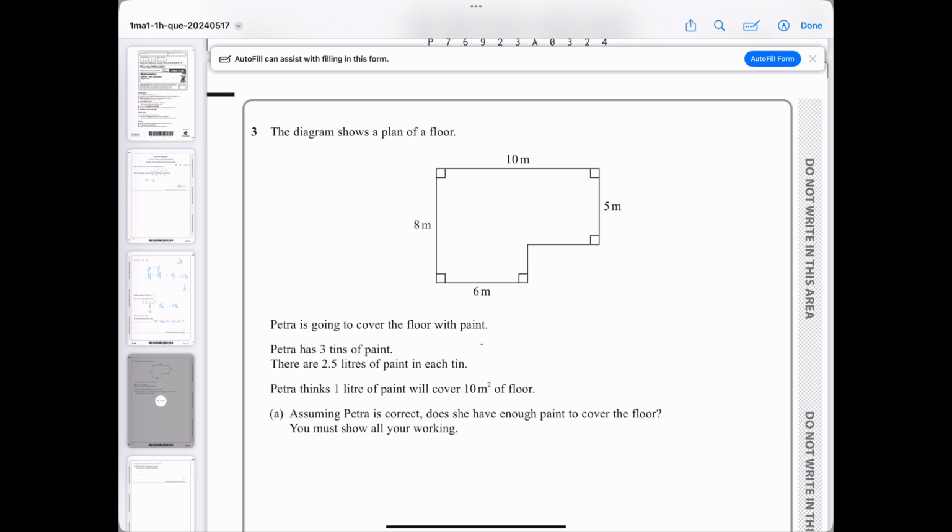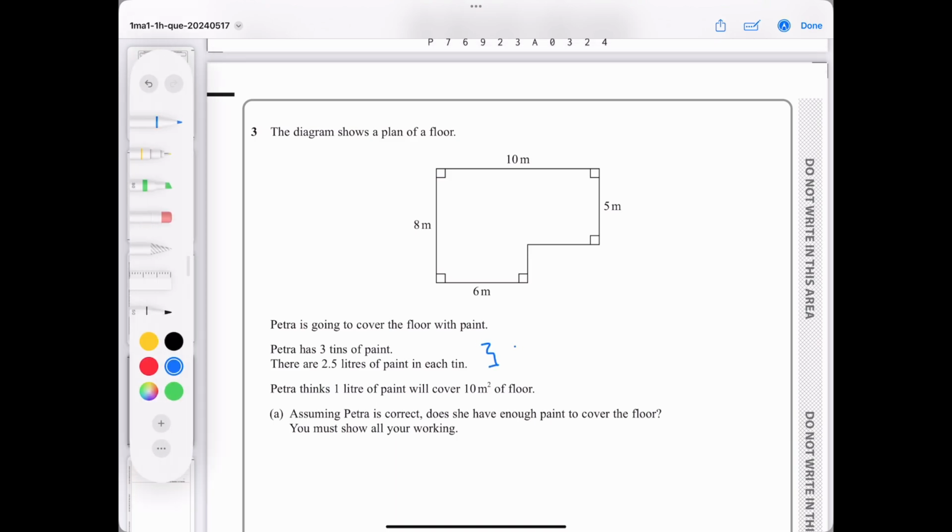So at the moment she's got 3 times 2.5, that's 7.5 litres of paint. 1 litre will cover 10 metres squared, so basically she can do 75 metres squared. Whenever you have one of these, you do actually just have to divide it up, so let's just do this.